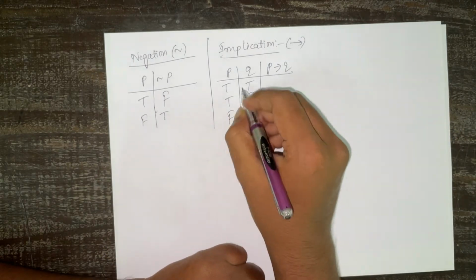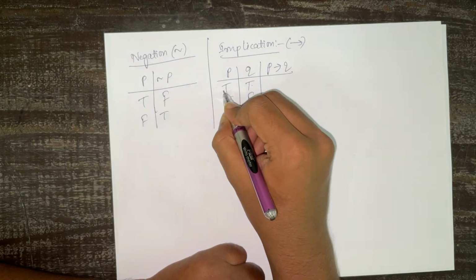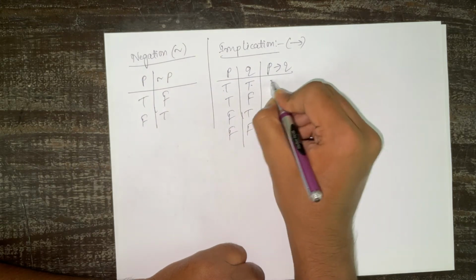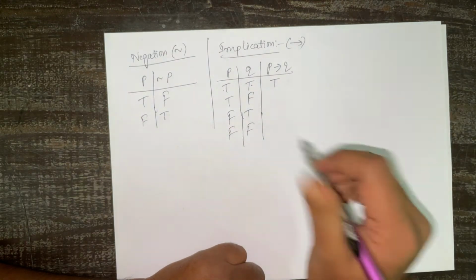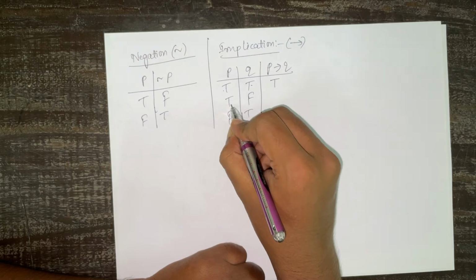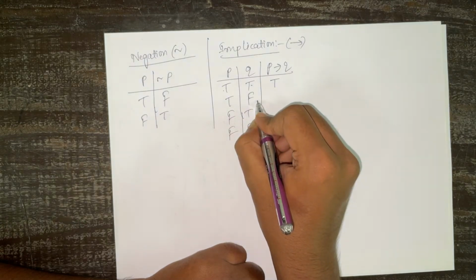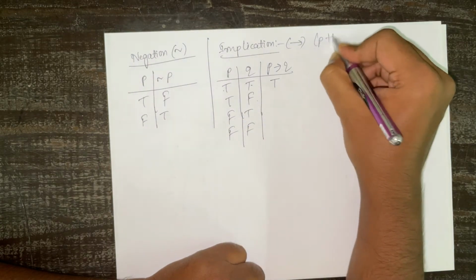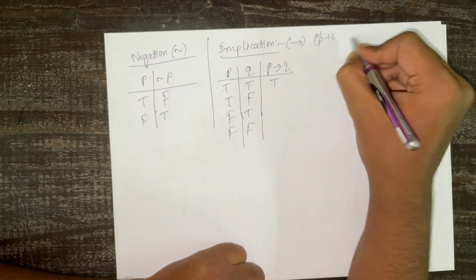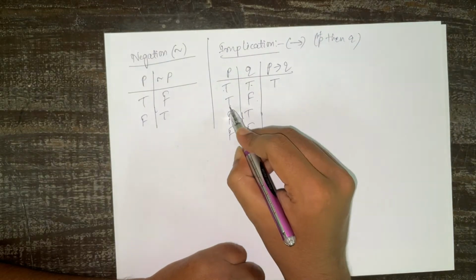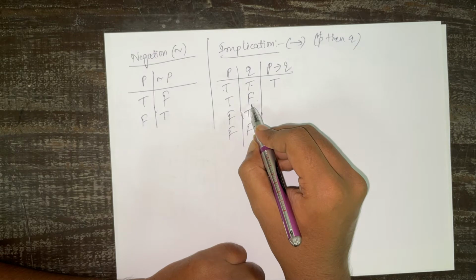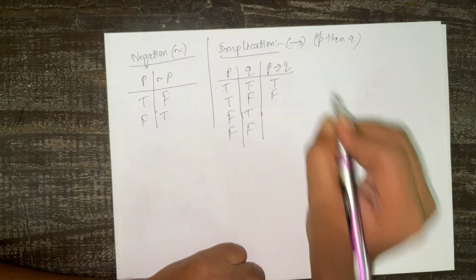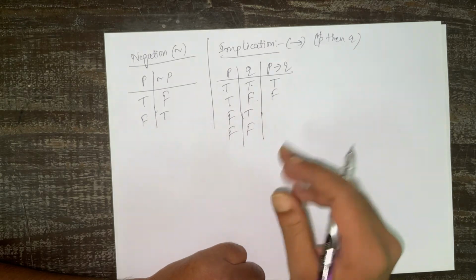So look at this. True, true. If P is true, then Q is true, then P implication Q is also true. But if P is true, then Q is false. It is read as, if P, then Q. So if P is true, then Q is false. In this case, P implication Q will be false. Remaining cases, it will again be true.